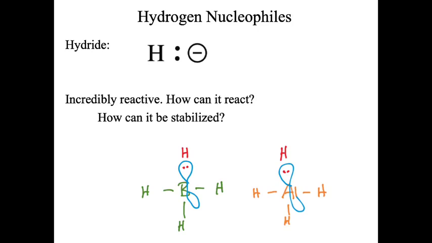If we try to go up to gallium, what happens? Gallium becomes even larger, which means the gallium hydride is even more reactive, so much more so that we don't use it in organic chemistry. Okay? So we have 2 hydrogen nucleophiles. They're borohydride or aluminum hydride.